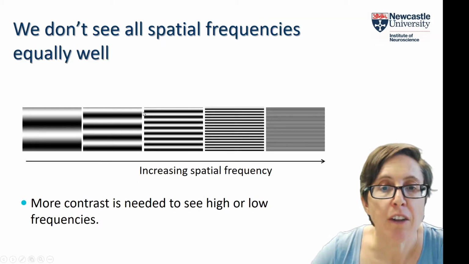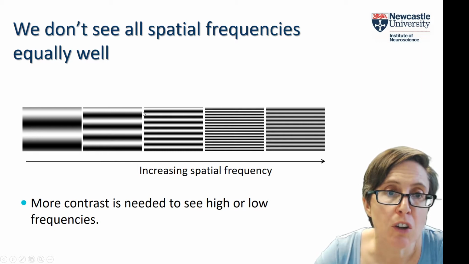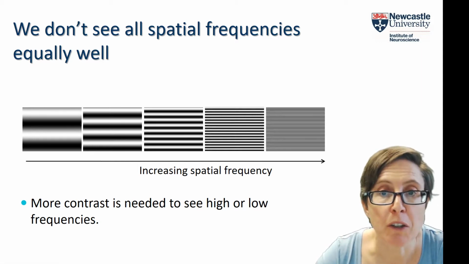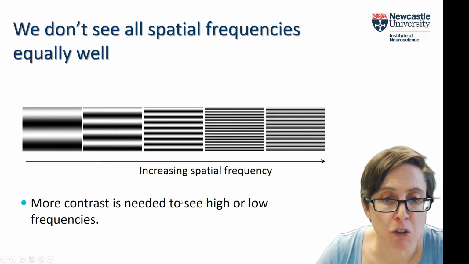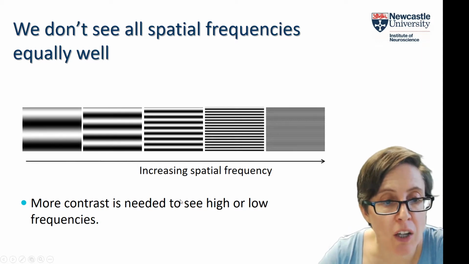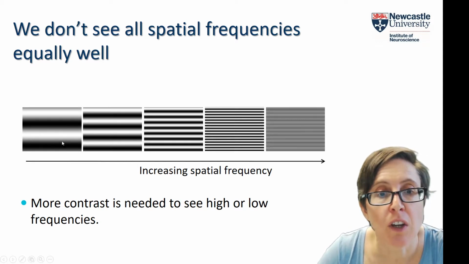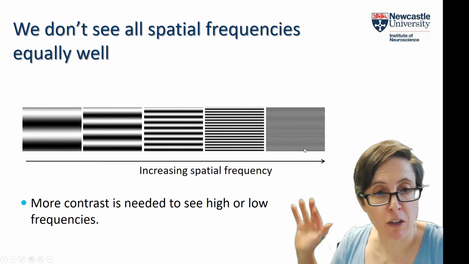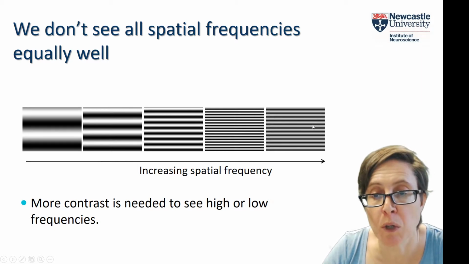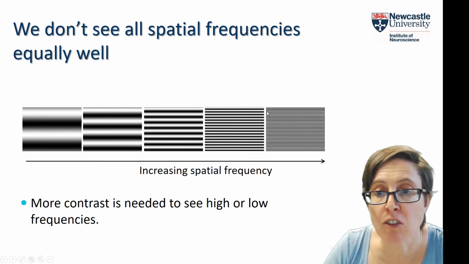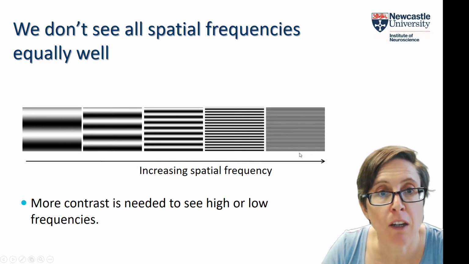So as I pointed out, as that contrast sensitivity curve shows, we don't see all spatial frequencies equally well. We need more contrast in order to perceive high or low spatial frequencies. And actually, if you go back and view this screen from a long way away, maybe you can't see the fine black and white stripes here. Maybe this patch is already blurring into grey for you.